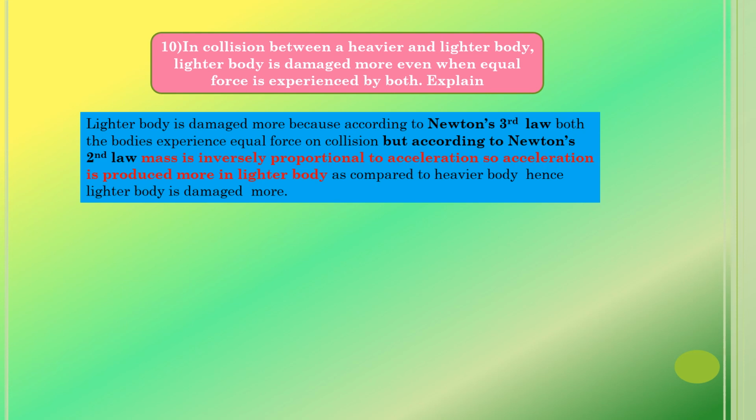Now what is the concept? Let us see. See, lighter body is damaged more because according to Newton's third law, both are experiencing same force. But when we talk about second law, force तो constant हो गया, so mass is inversely proportional to acceleration. That means less the mass, more is the acceleration. So in lighter body, more acceleration will be produced. More the acceleration, then it will be more damaged.